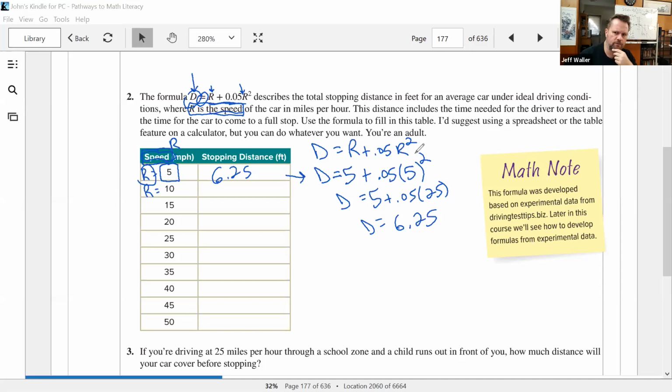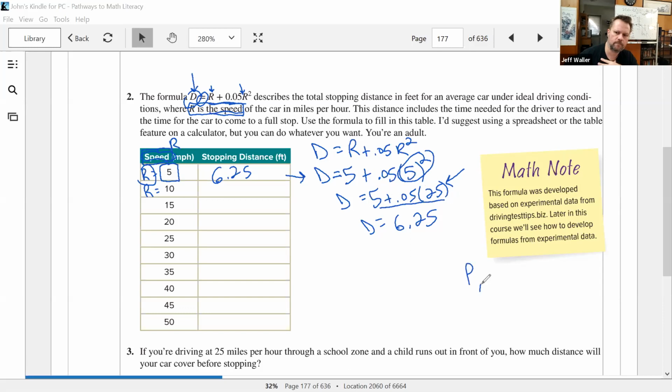We have to do what this formula says to do. We have to do 5 plus 0.05 times 5 squared. So 5 plus 0.05 times 25. I could throw that in the old calculator. So we're doing an add, and then we're doing a multiply. So again, what never goes away is order of operations. Order of operations is always there. So what would order of operations say I have to do first here? Add or multiply?